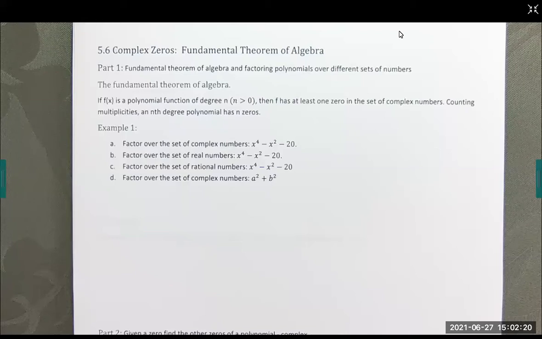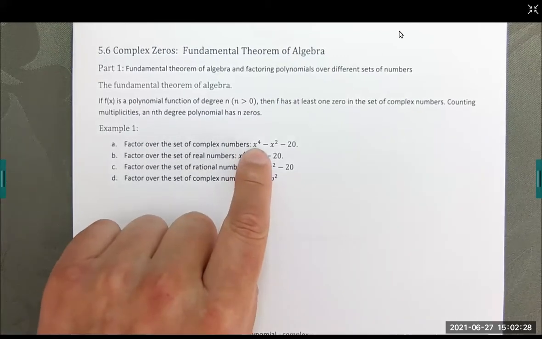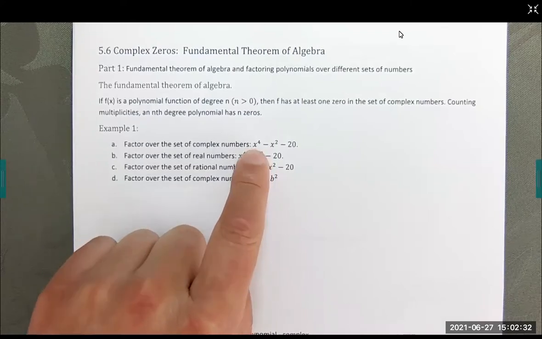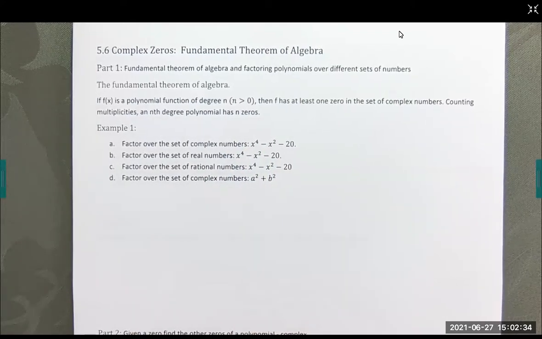Counting multiplicities, an nth degree polynomial has n zeros. What this means is basically whatever the degree of the polynomial is, that's how many zeros you're going to have. Now, they may be complex, meaning they may not be actual x-intercepts, meaning we're dealing with the i, a plus bi again, and all that kind of stuff.